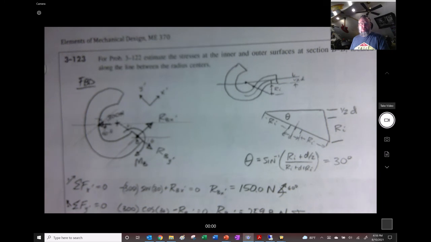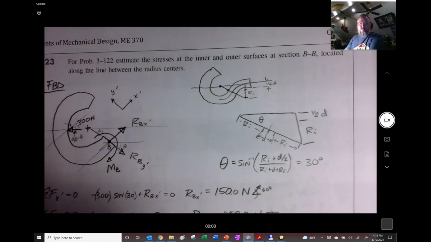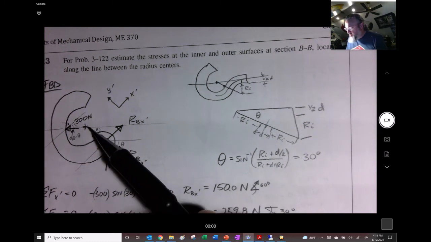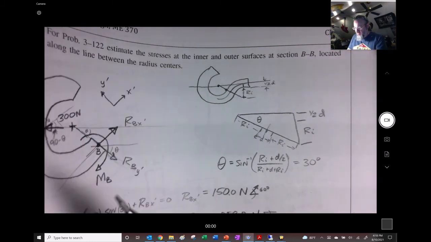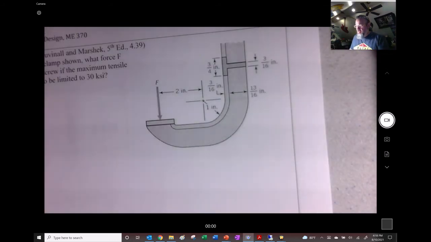So here's my solution to this. I don't know how I did this several years ago right here. The difference in the problem is that we're looking at this little section. Let's go back to the original problem. So, where'd you go?